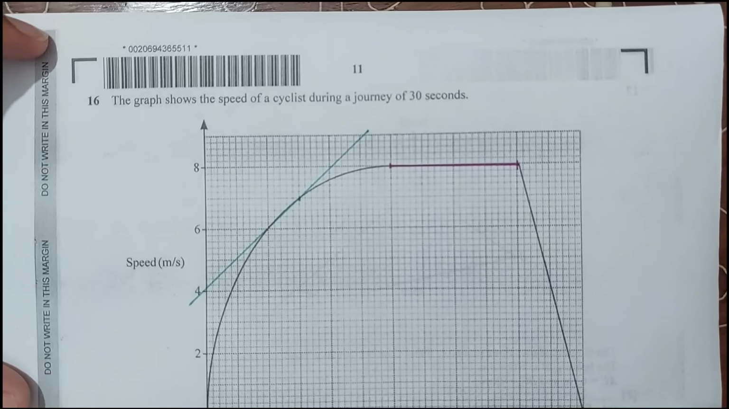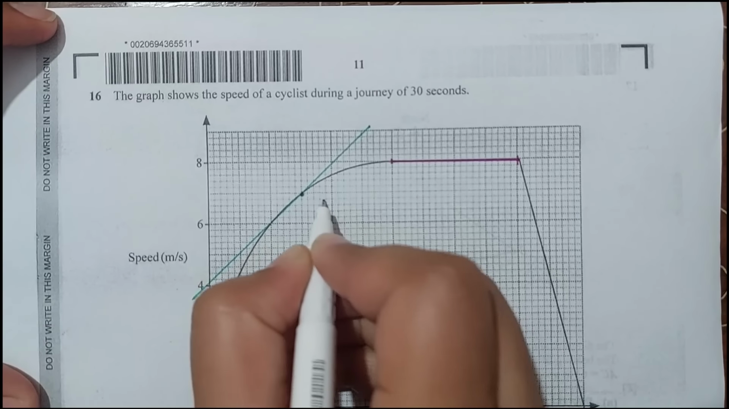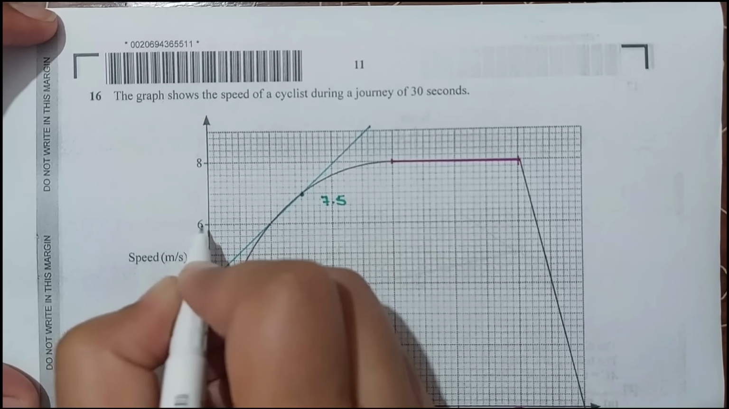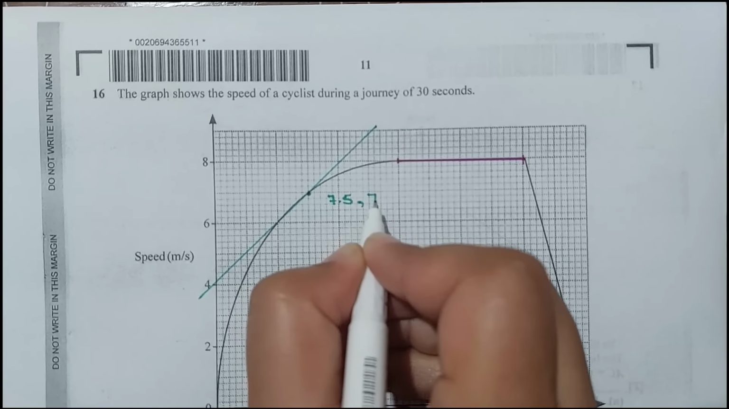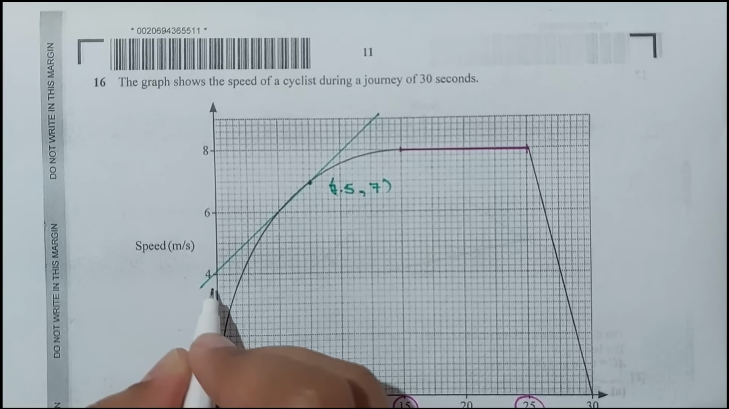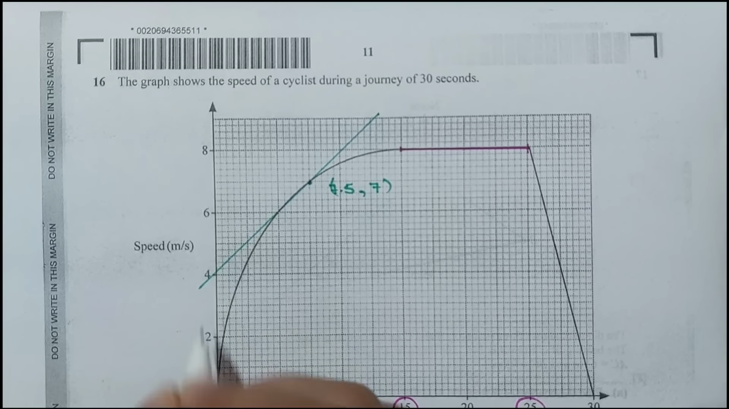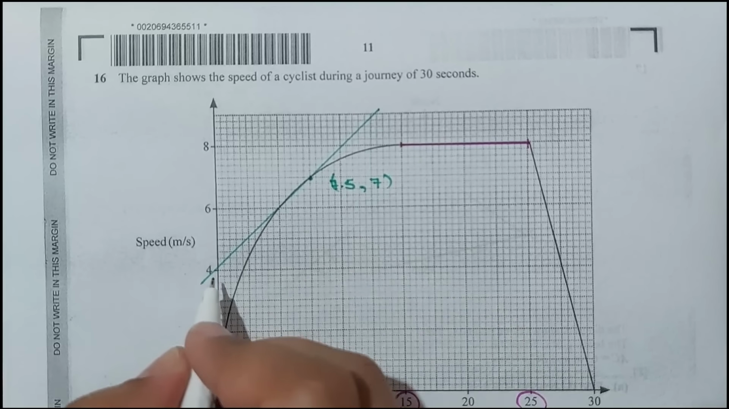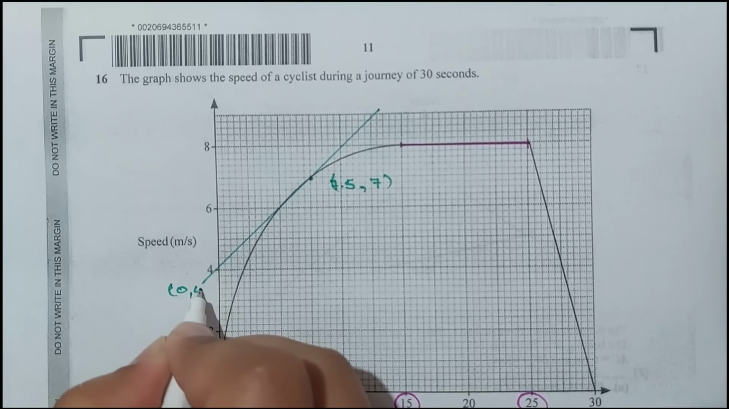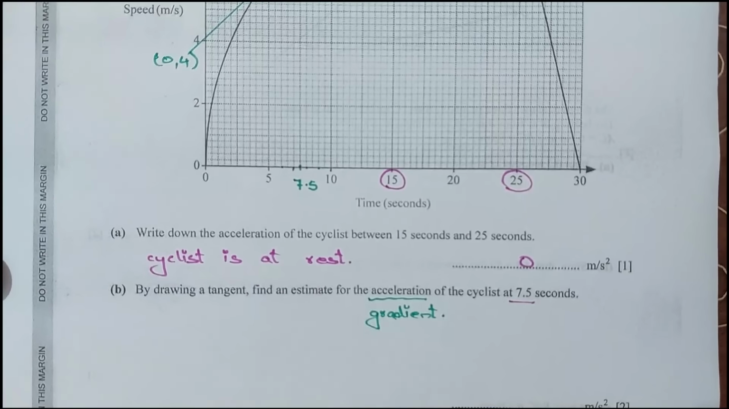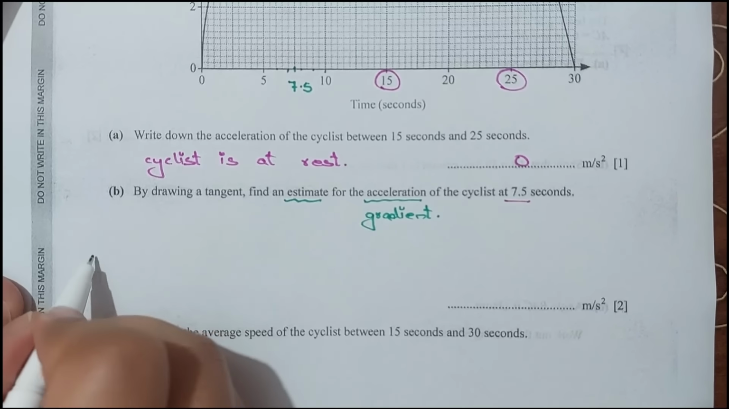All right. Let me pick the 2 points. The first point, x is 7.5 and y is 7. This is the first point. And the next point, x value is 0 and the y value is 4. Just an estimate, this is not the exact one. Let's find out the gradient.